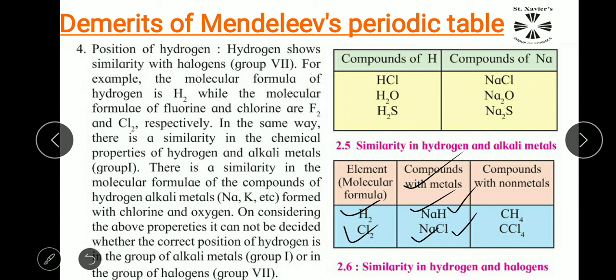See, when hydrogen reacts with carbon, CH4 is formed. In the same way, when chlorine reacts with carbon, CCl4 is formed. So here, students, hydrogen shows the same property as chlorine also. I'll repeat, students. When we compare hydrogen H2 and chlorine Cl2: when hydrogen reacts with sodium, NaH; when chlorine reacts with sodium, NaCl; when hydrogen reacts with carbon, CH4; and when chlorine reacts with carbon, CCl4. So here chlorine and hydrogen are showing the same properties, students.